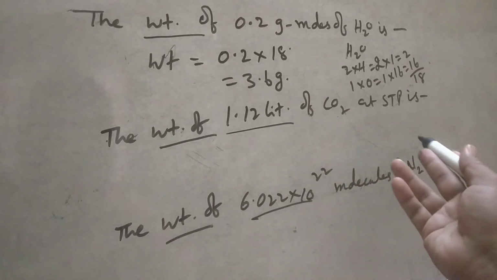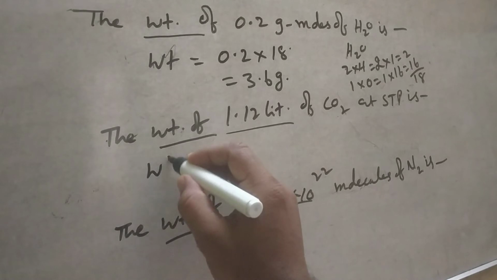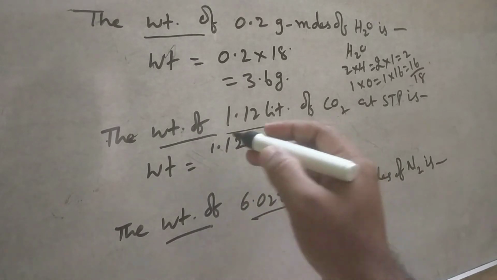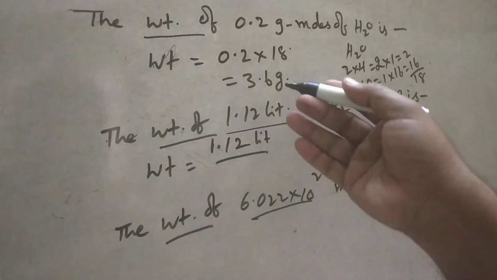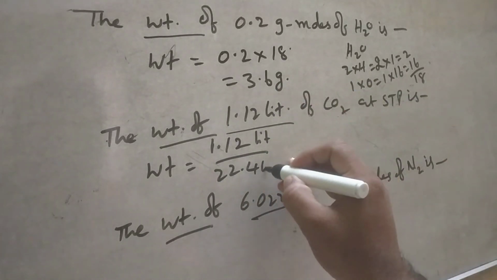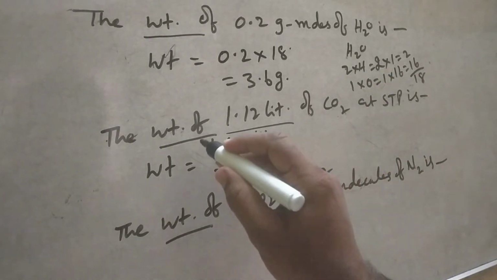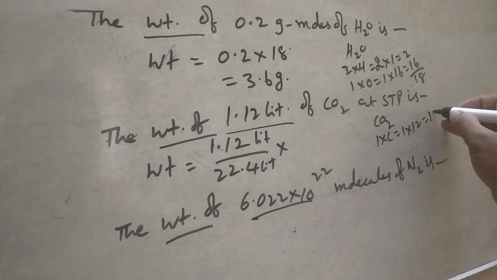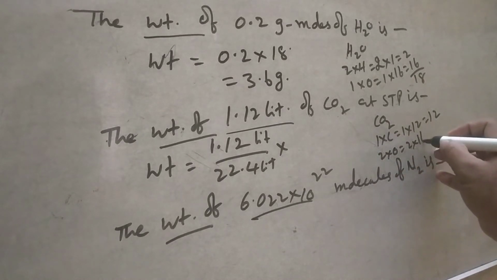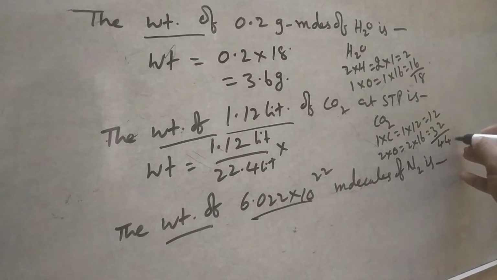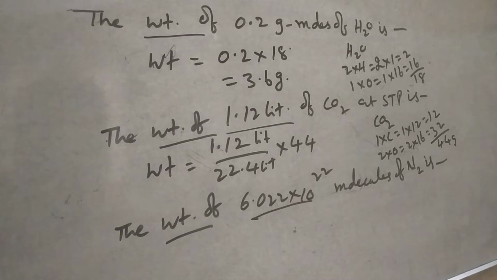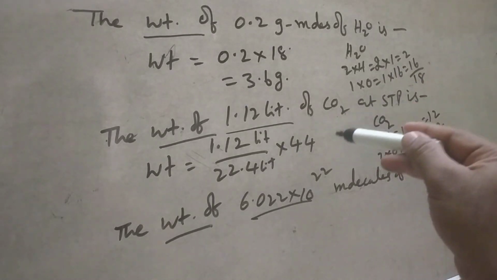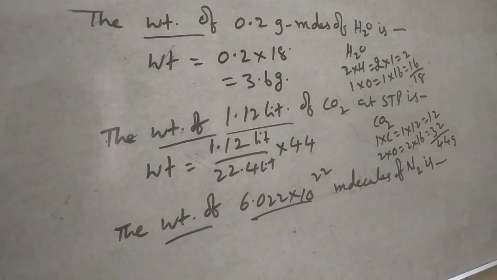Similarly, 1.12 liters of carbon dioxide at STP. How will you calculate? If you want the mass of the gas, the given volume, that is 1.12 liters, divided by 22.4 liters at standard temperature and pressure. Since you want mass, you have to multiply with the carbon dioxide molecular weight. Carbon dioxide is 1 into 12, that is 12 grams, then 2 into oxygen, 2 into 16 is 32, so you will get 44 grams. So you have to multiply with 44 grams. To convert into mass, you have to multiply with the respective gram molecular weight. It's a molecule, so that is why you have to take gram molecular weight.